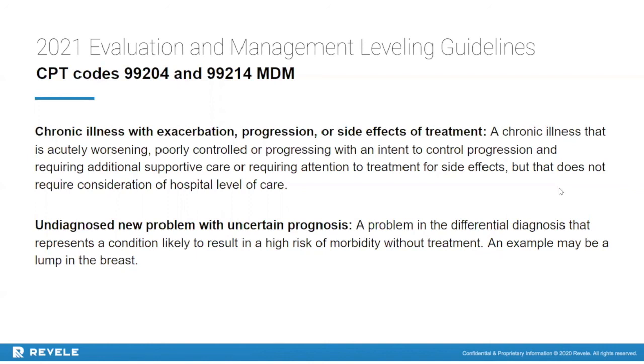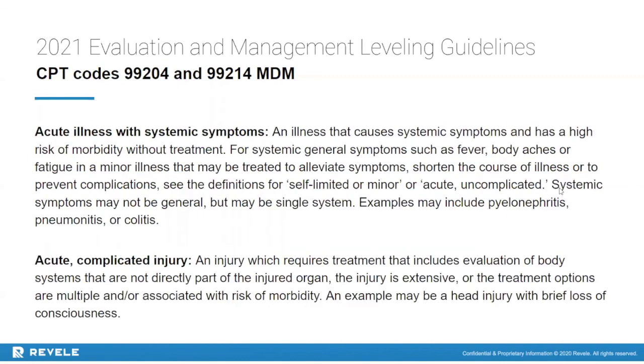that represents a condition likely to result in a high risk of morbidity without treatment. An example might be a lump in the breast. For an acute illness with systemic symptoms, this can be an illness that causes systemic symptoms and has a high risk of morbidity without treatment.